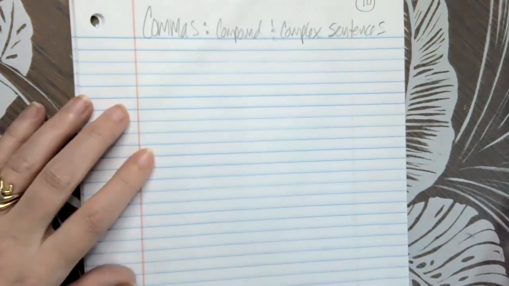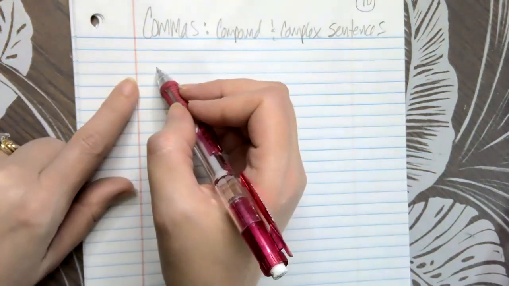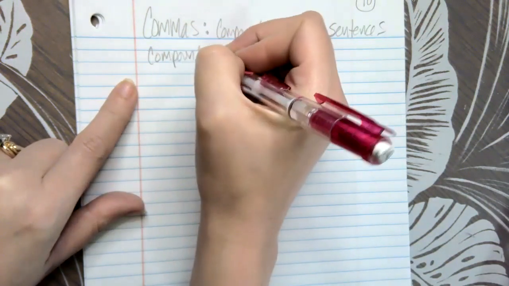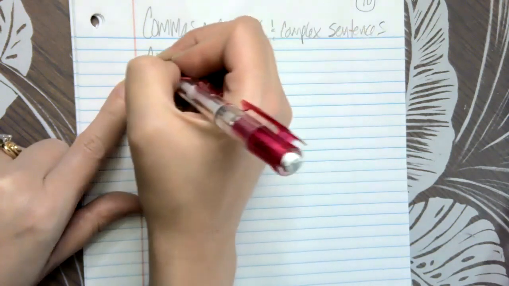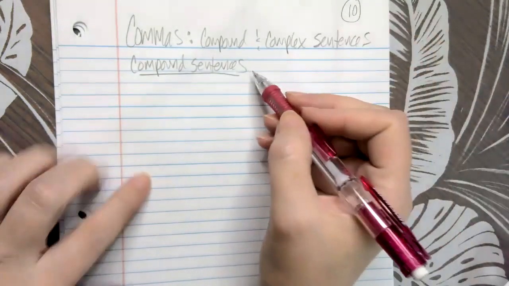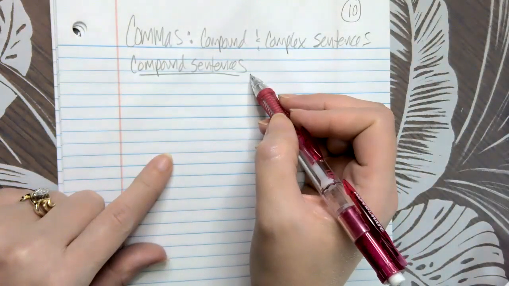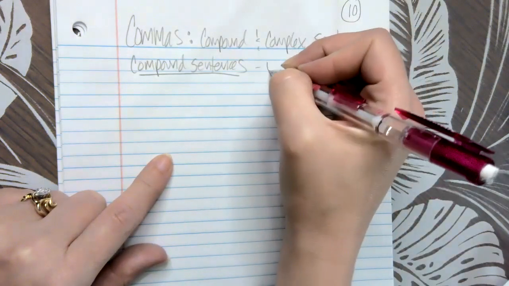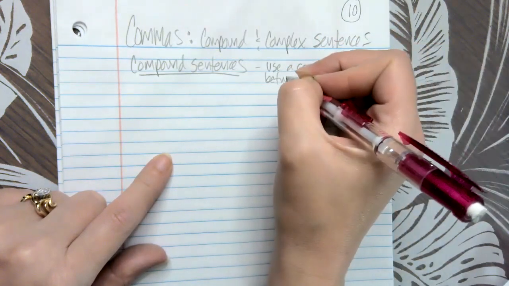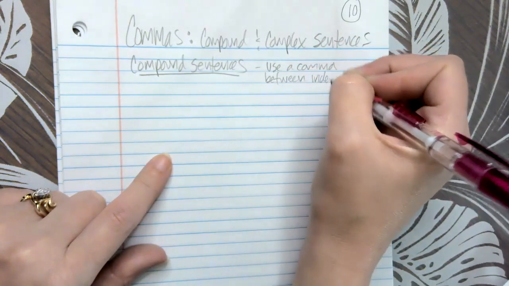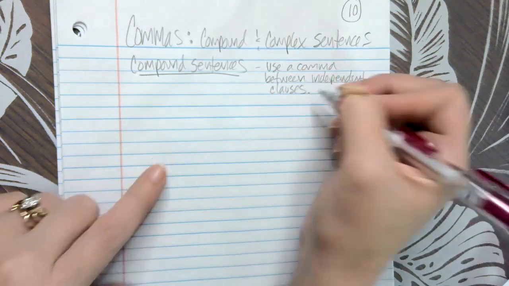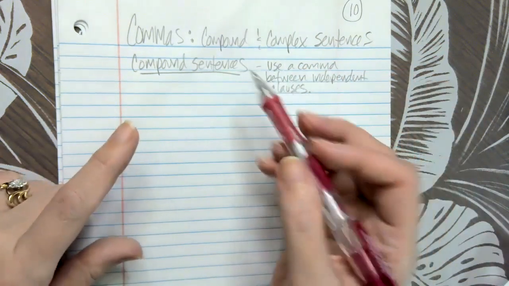All right, so first we're going to start out with just a quick review of what a compound sentence is. So we're going to first put our heading of compound sentences. As you remember, we need to place a comma between our independent clauses. So we're going to just go ahead and write use a comma between independent clauses, but we don't want to forget our coordinating conjunctions.